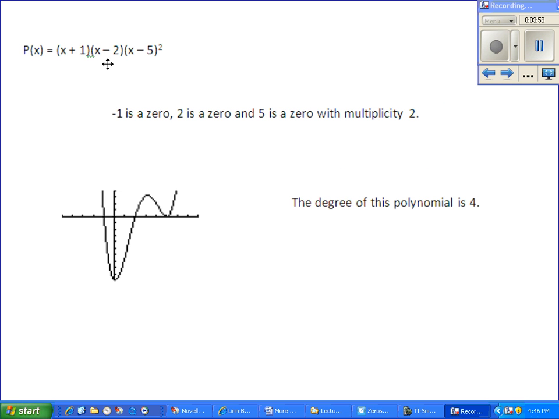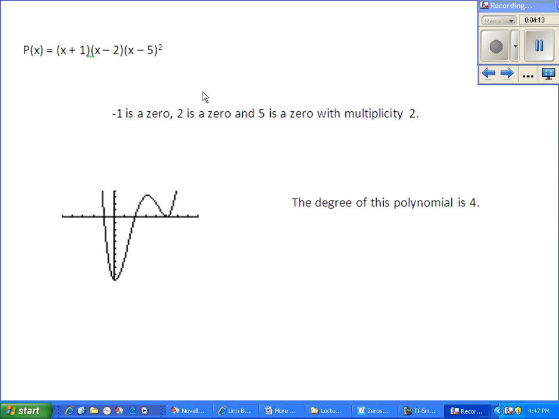X plus 1, x subtract 2, x subtract 5 squared. So -1 is a 0, and we don't say it has any multiplicity because it has multiplicity 1, but then that wouldn't be a multiple, would it? So it's just -1 is a 0 without a multiplicity. It's only in there once.